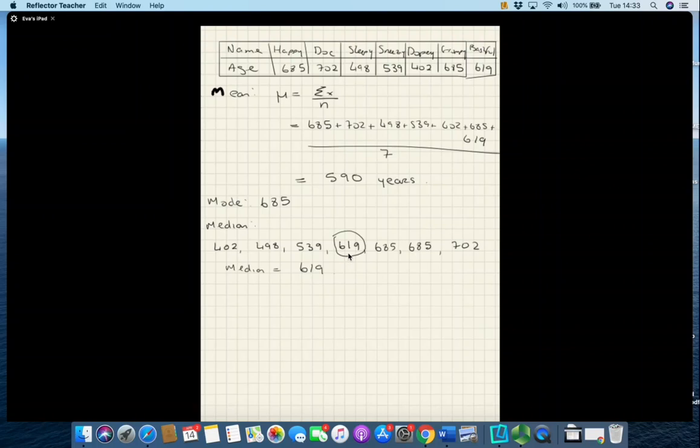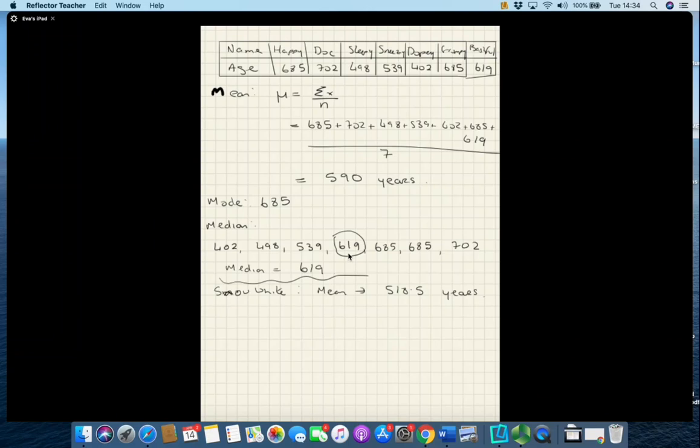I am going to skip the range for the moment. The next question says, when Snow White is included with the 7 dwarfs, their mean age is 518.5 years. Find Snow White's age. So when Snow White is added in, the mean becomes 518.5 years. Okay, so how do we do this?